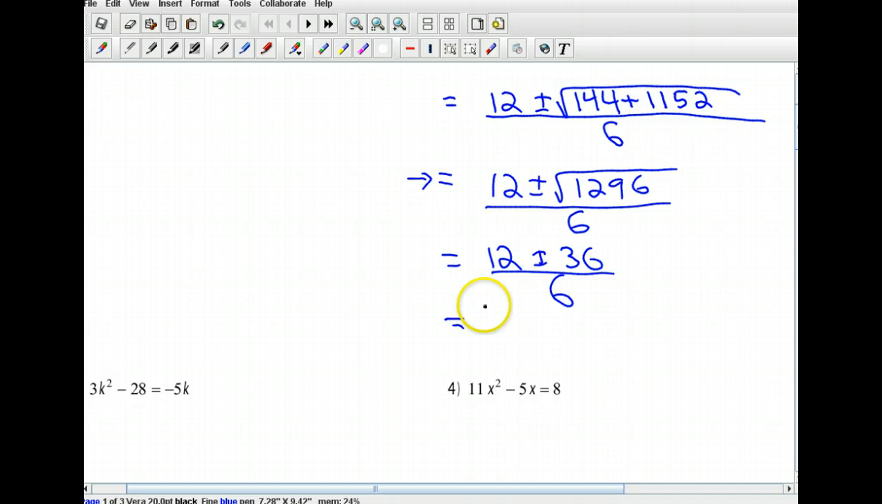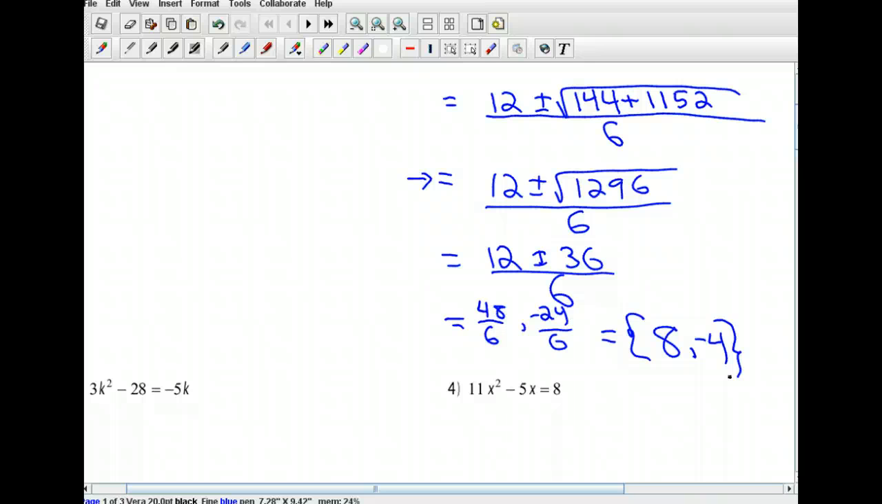12 plus 36 is 48. 48 over 6. 12 minus 36 is negative 24 over 6. So your two answers are in braces 8 and negative 4. So this is what the work should look like exactly. At any point you think, I will skip this because I don't want to do it, I want to go straight here, no. You're going for accuracy, not speed, or how little space can you take up.